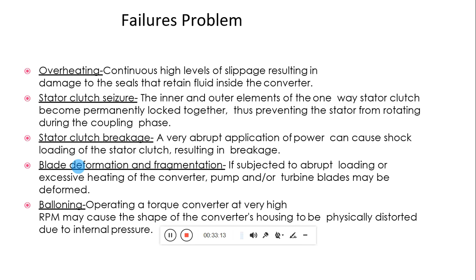Okay, because inside there are two rotating devices, the pump and the turbine, and at higher speed they will rotate with very high speed themselves. Okay, so this is also a kind of heating problem. Due to more and more heating, the shape of the converter can gradually change. So these are different types of failure problems, and this is it about your torque converter. Okay, basically it is used in automobile transmission or automatic transmission systems. Okay, and it is used between the engine and the gearbox. Okay, so thank you for listening.